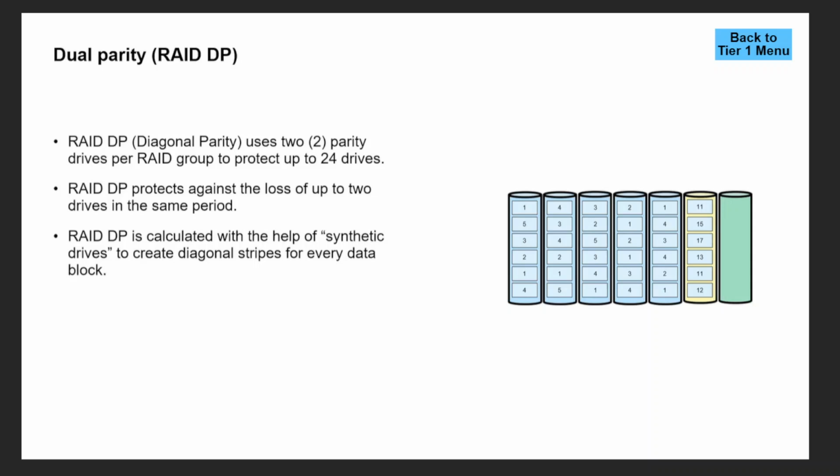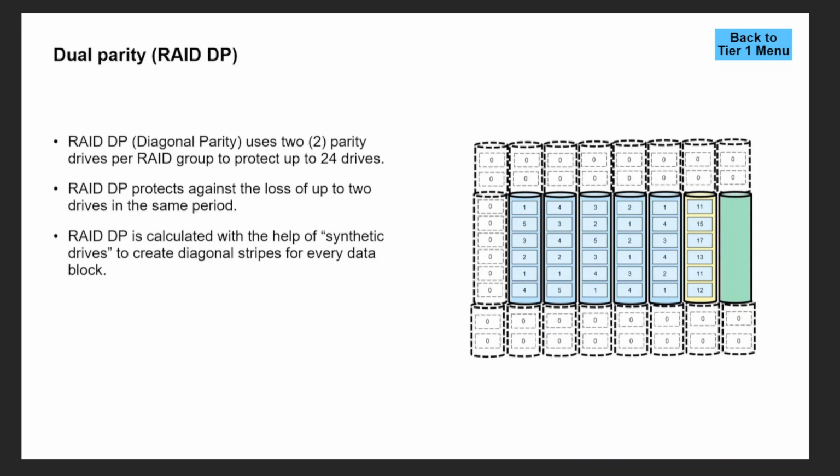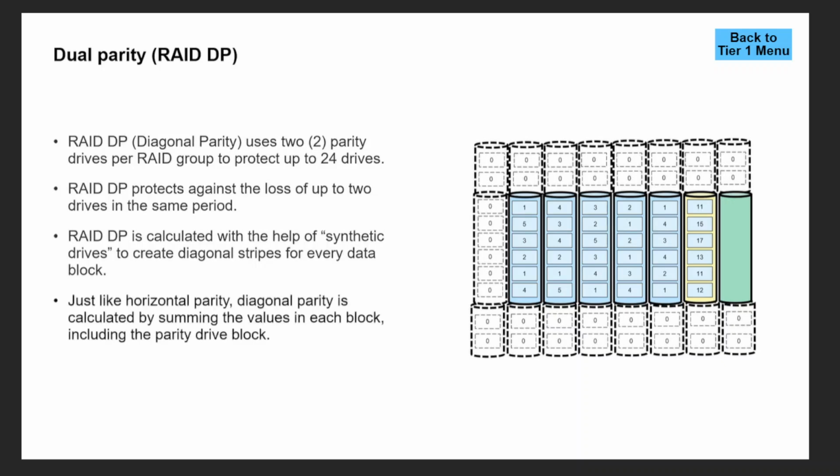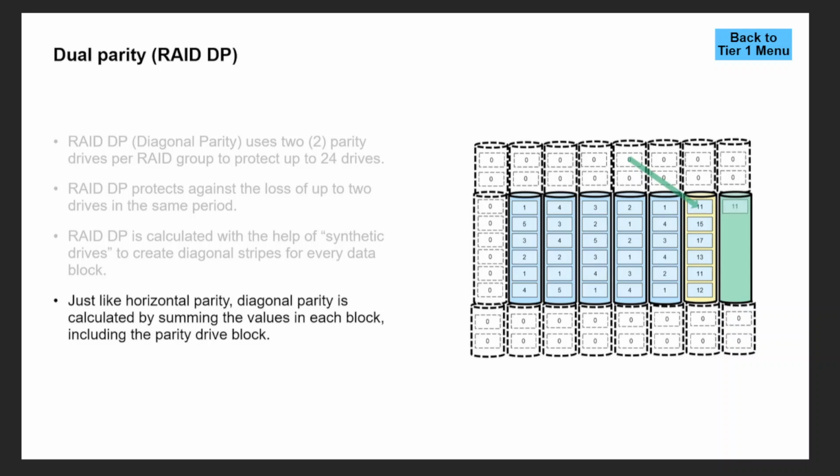RAID-DP is NetApp's proprietary implementation of RAID 6. Diagonal parity adds a second parity value by calculating blocks on a diagonal stripe. If the system were to rely solely on the physical drives, systems with a single drive shelf and the drives on the edges would not have enough blocks to create a meaningful parity value. Therefore, RAID-DP creates an array of synthetic drives and data blocks. The value of all physical, synthetic, and parity blocks in a diagonal stripe are stored on the D parity drive.